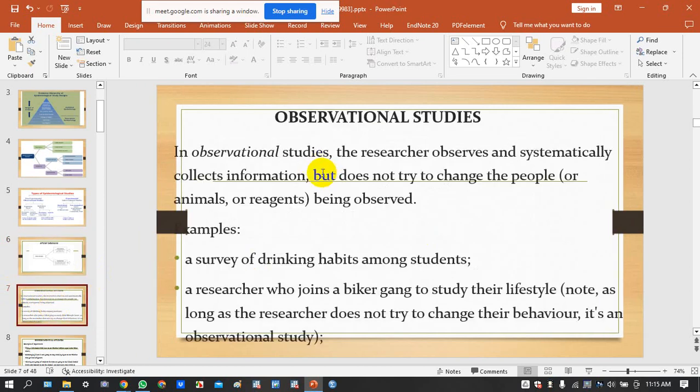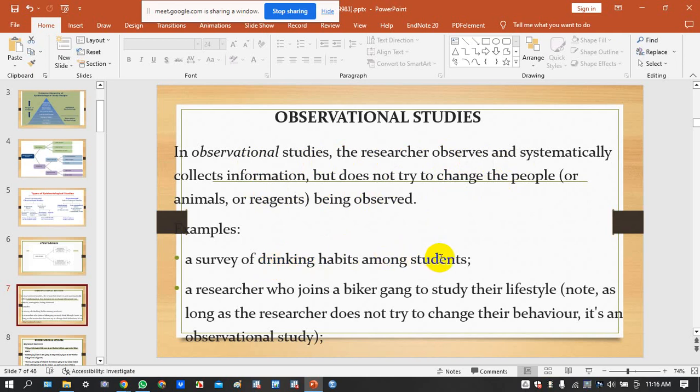Okay, so in observational studies, I've explained this one already; you can go and read it. It says observational studies: the researcher observes and systematically collects information, but does not try to change the people or animals or reagents being observed. For example, a survey of drinking habits among students.